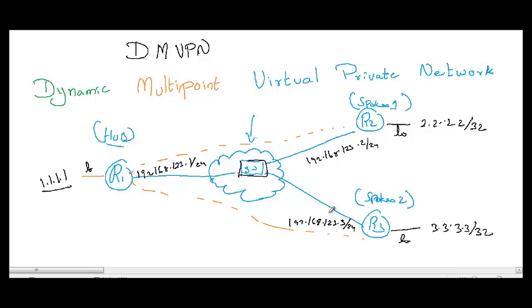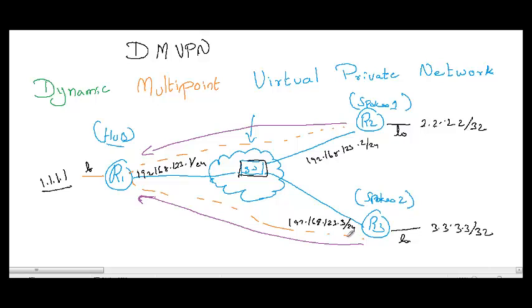Now this reachability is there, and the spokes routers R2 and R3 will establish the tunnel like this: R2 and R3 form a tunnel, a kind of static approach. R2 will know who is the hub. R3 will know who is the hub.